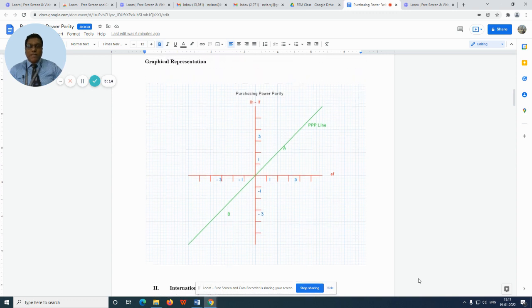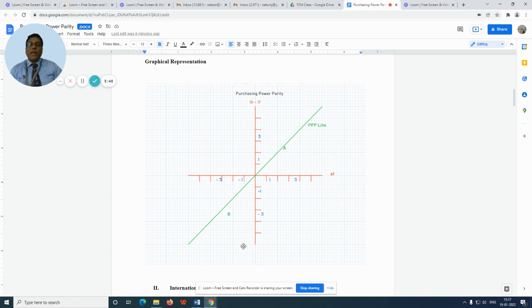So, y-axis denotes inflation rate difference, inflation in the home country minus inflation in the foreign country. X-axis denotes the rate of change in the value of the foreign currency, that is EF. Point A indicates that IH minus IF is plus 2. That is to say, inflation in the home country is greater than inflation in the foreign country by 2%. Therefore, the foreign currency also would appreciate by 2%.